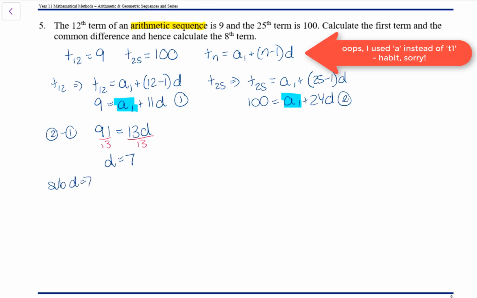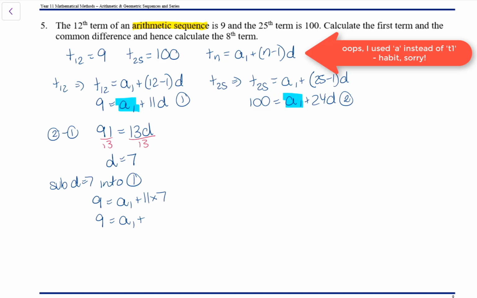Sub d equals 7 into equation 1. So I'll get 9 equals a1 plus 11 times 7. 9 equals a1 plus 77. So a1 has to be 9 minus 77. 9 minus 77 is negative 68.